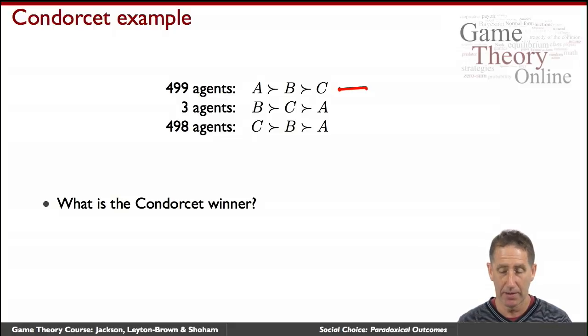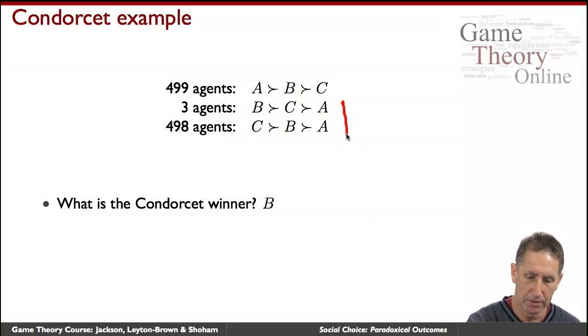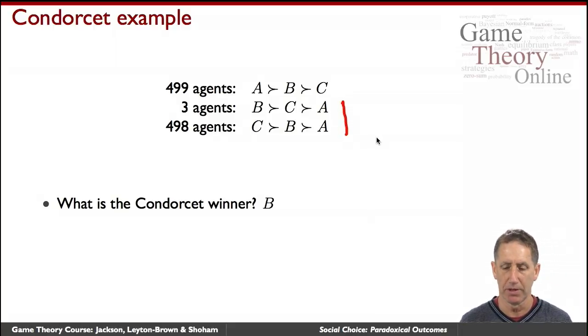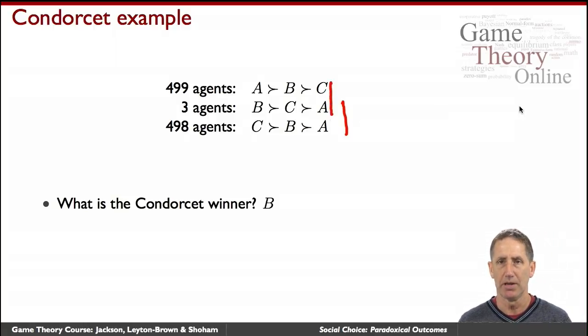Well, the answer is yes. There is a Condorcet winner, and it's B. And why is that? Well, let's look at the relative preference of B to A and the relative preference of B to C. Well, we have here that 501 of the agents prefer B to A, and 502 of the agents prefer B to C. So clearly B is a Condorcet winner. Well, so where's the problem?